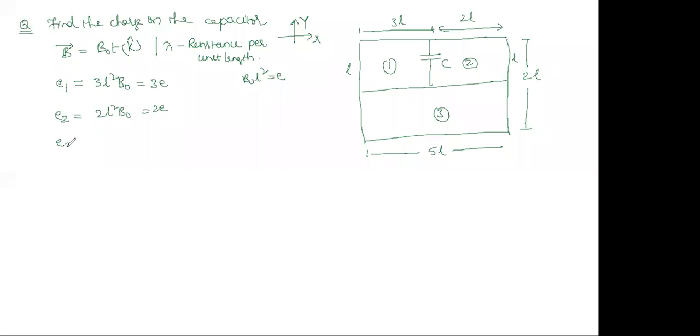What about E3? 5e. In which direction? I'm talking about E1. We should represent positive and negative. Our corresponding current will be in which direction? Clockwise or anti-clockwise? Clockwise, because B naught T K cap means coming out and increasing, so it should decrease.